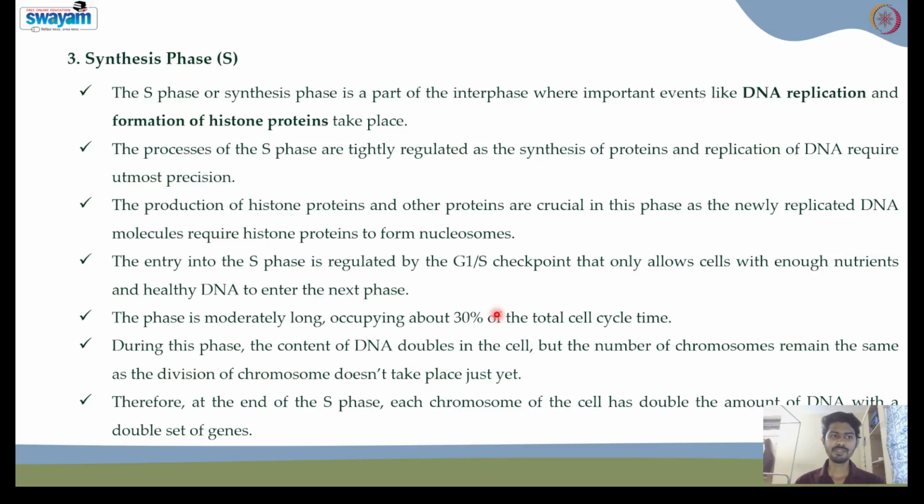During this phase, as we have seen, the main event is DNA replication. So the content of the DNA will replicate or double in the cells, but the number of chromosomes will remain constant, as the division of chromosomes doesn't take place here. We will see that in the next phase. Therefore, at the end of the S phase, each chromosome will have double the amount of DNA with a double set of genes. So from this, we understand that mainly in the synthesis phase, DNA replication and formation of histone proteins is taking place.